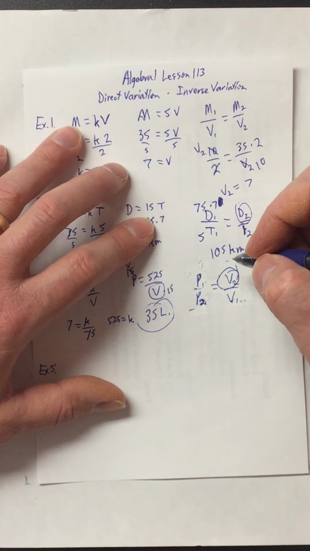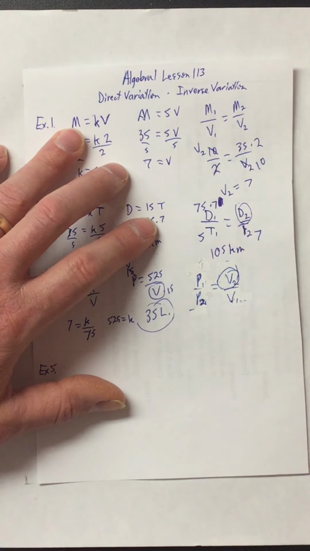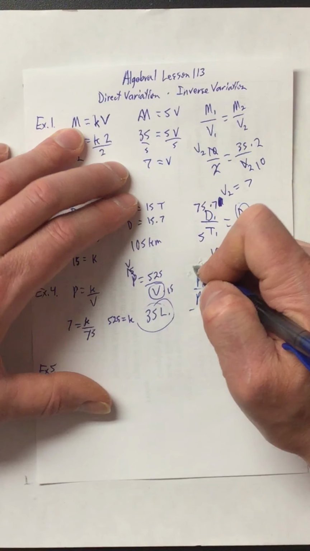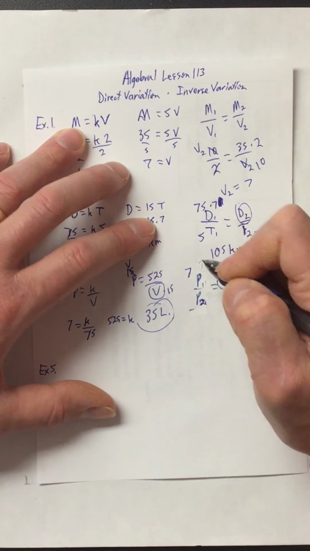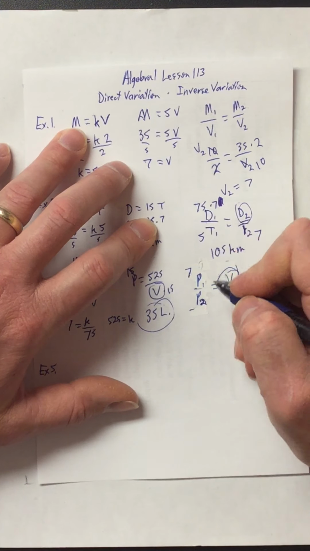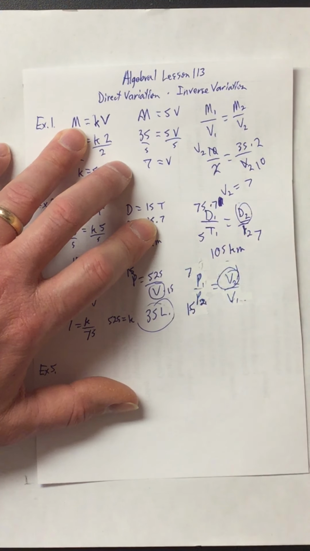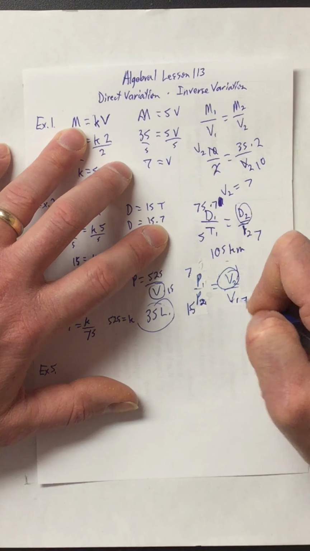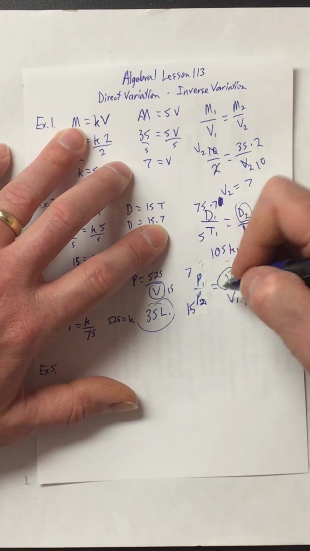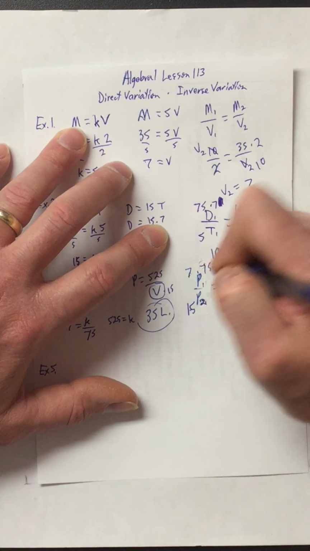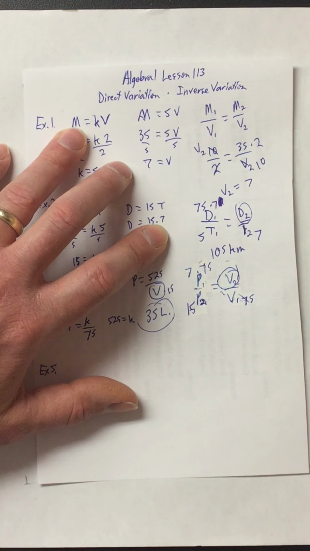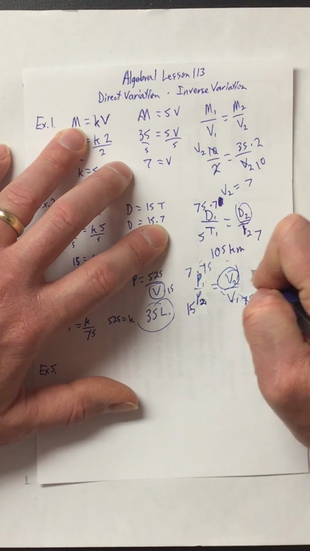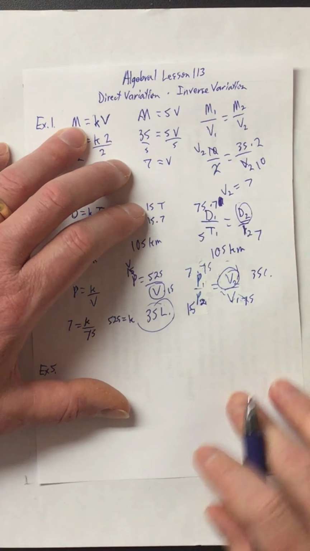Okay, trying to find our volume 2. So our first pressure was 7. Our second pressure increased to 15. For the volume, our first volume is 75. We're trying to find our second volume. So now we cross multiply. Okay, 7 times 75, and then divide by 15 equals 35. All right, and we get the right answer there.